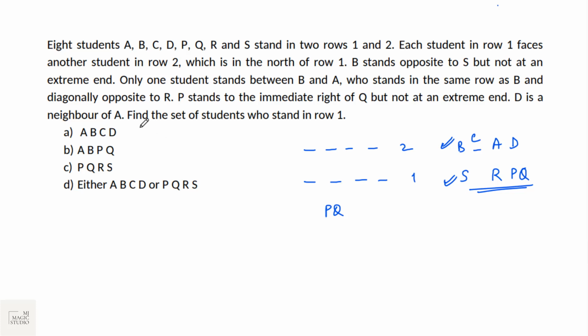But what is the question? The question is to find the set of students who stand in row 1. So it may be either A, B, C, D or P, Q, R, S, because no information is given about which row they are actually standing in. So it would be either A, B, C, D or P, Q, R, S.